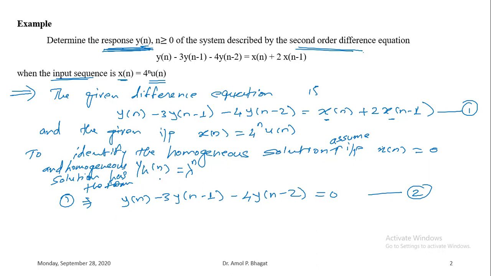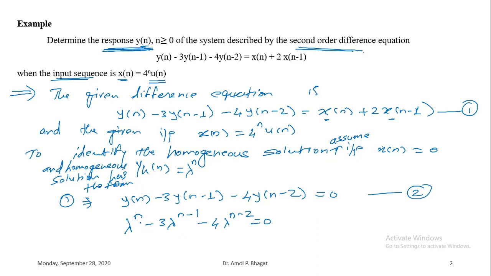To get the homogeneous solution, you have to substitute in this equation. In place of y of n, you will substitute lambda to the power n, because the homogeneous solution has this form, that is yh of n is equal to lambda to the power n. So it will be simply lambda to the power n minus 3 lambda to the power n minus 1 minus 4 lambda to the power n minus 2 is equal to 0.